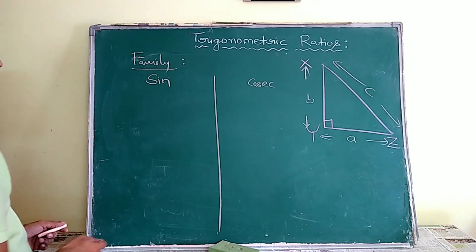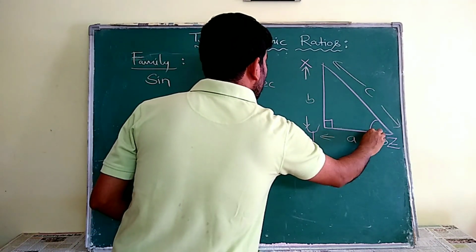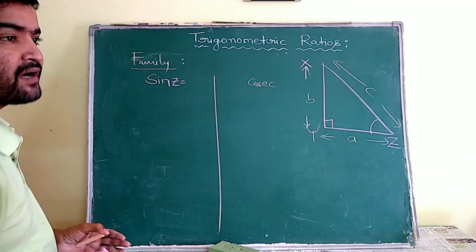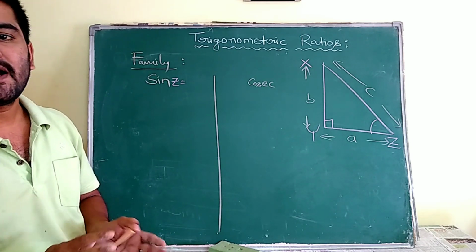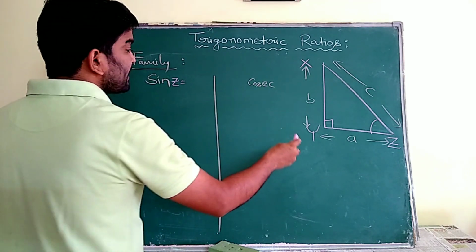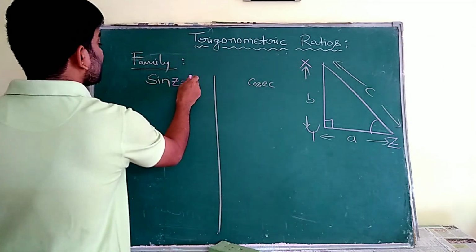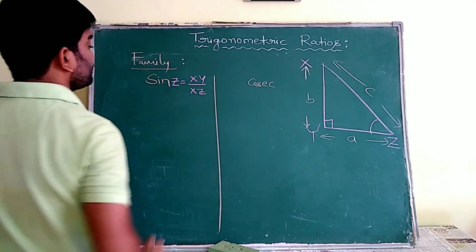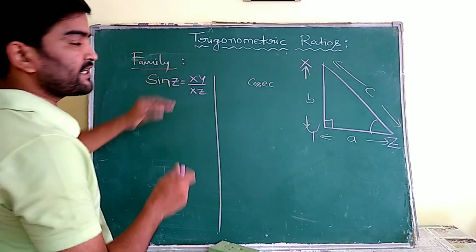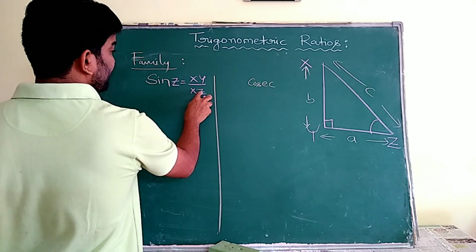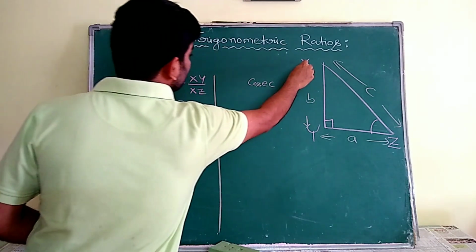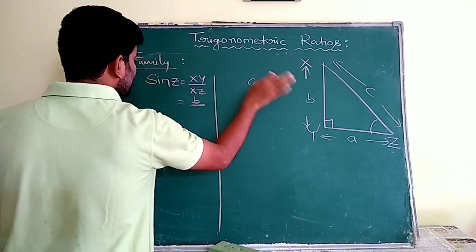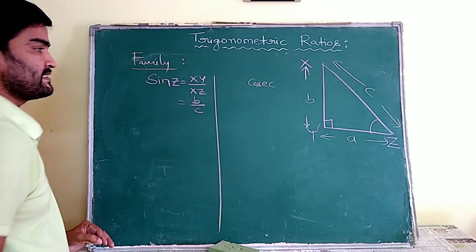In this first family, if I am going to consider z, if I am going to write sin z, what is sin z, ma? Opposite side to z by hypotenuse. Opposite side to z is XY, by hypotenuse XZ. So XY by XZ is opposite side to z by hypotenuse. What is XY here? This XY is b and XZ is c. This is sin z, ma.